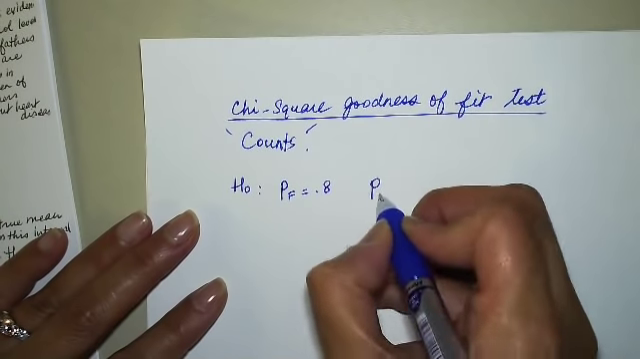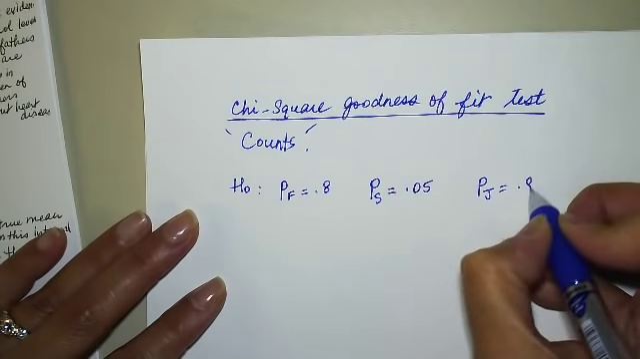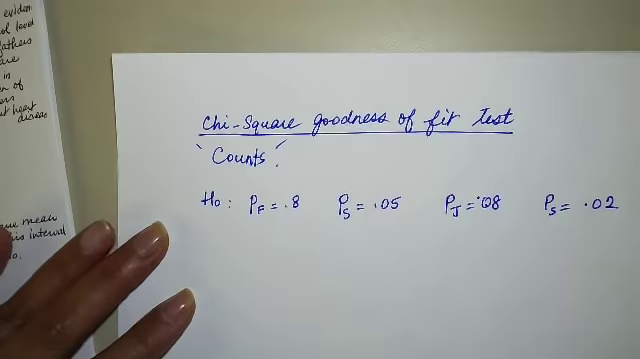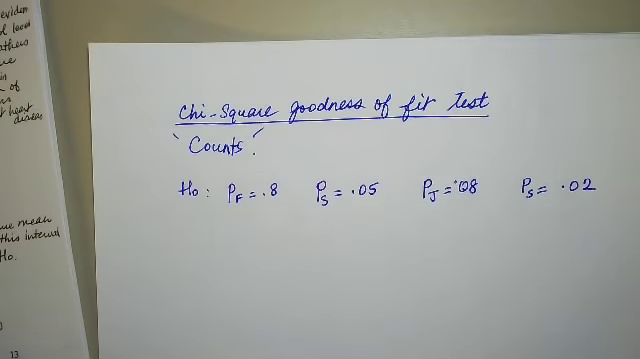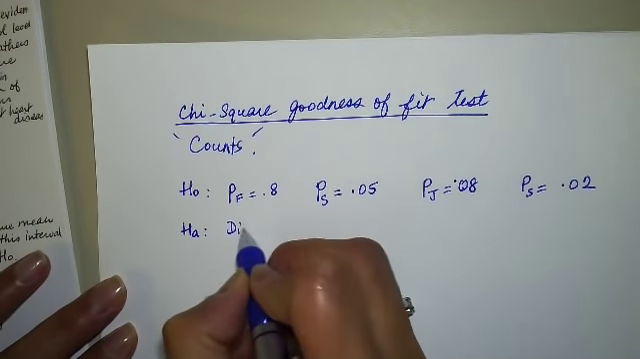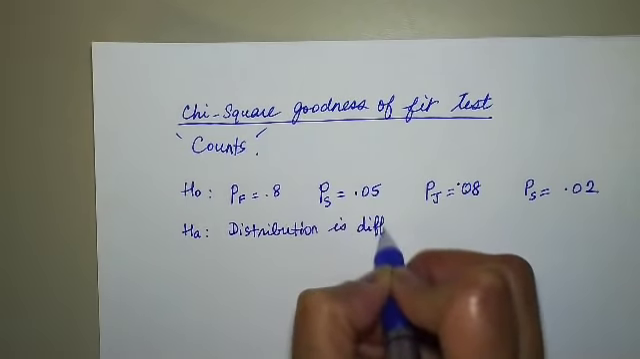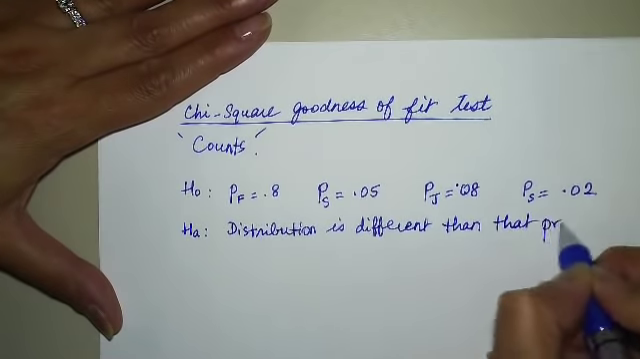Let's say that we're testing to see whether 80% of my class is freshmen, so H0: probability freshmen is 80%, sophomores 5%, juniors 8%, and seniors 2%. So, assuming that this is what we think the distribution is of this class, this will be provided to you. So that's your null hypothesis, H0.